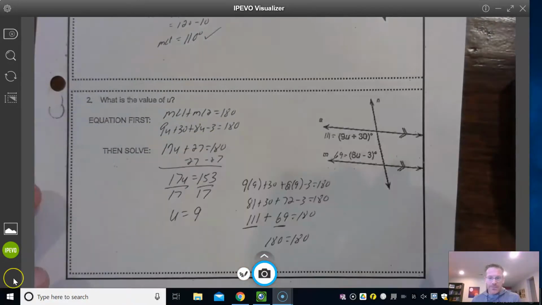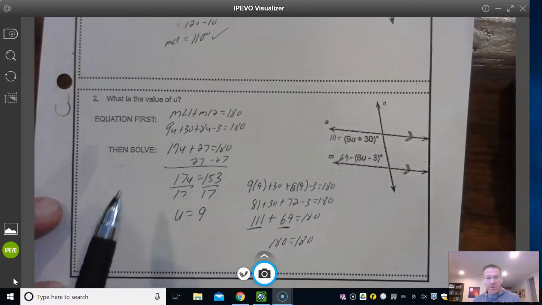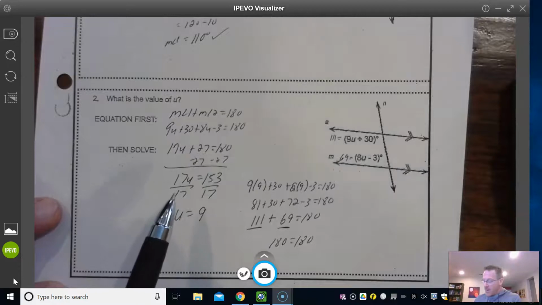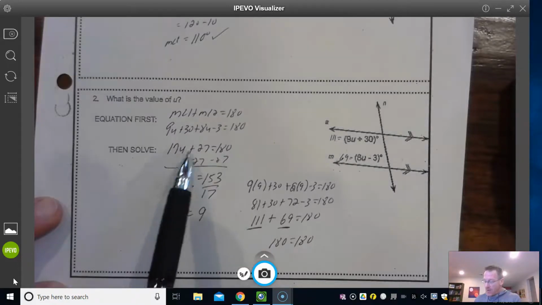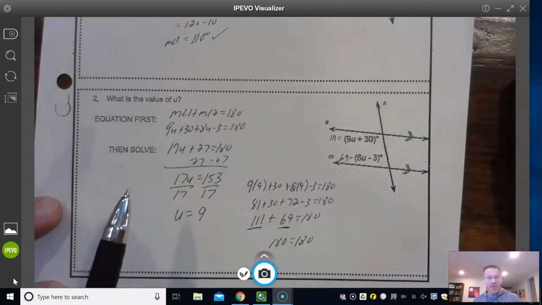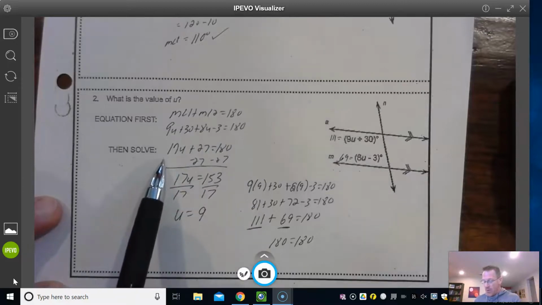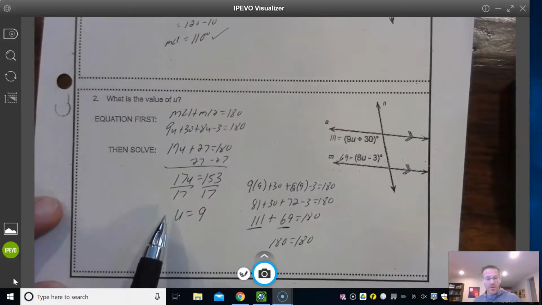So 17u. My video cut off on me and I didn't realize it, so I finished the problem. I believe I was right about here, so I'm just going to continue with the problem so you can see the work. I think you saw that I set up the equation. It was supplementary, and if we solve this equation, we get u equals 9.